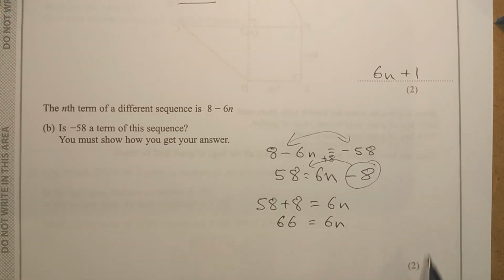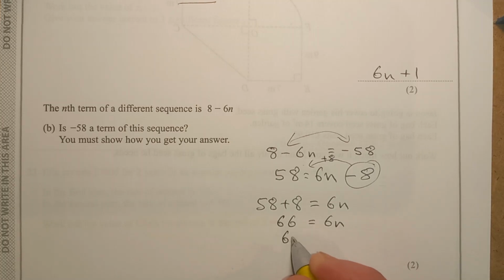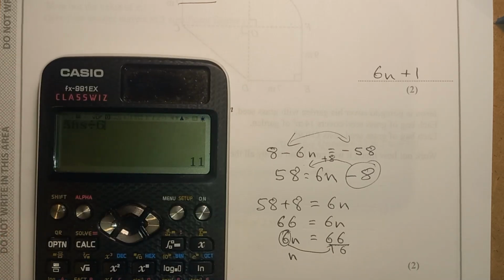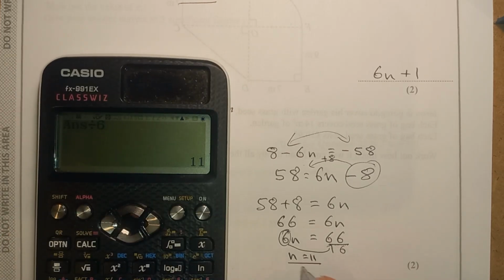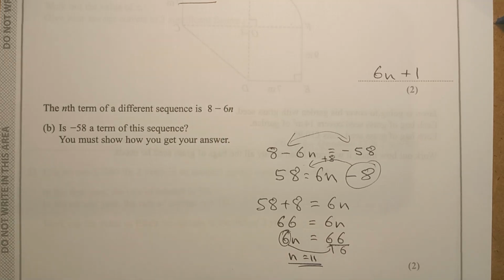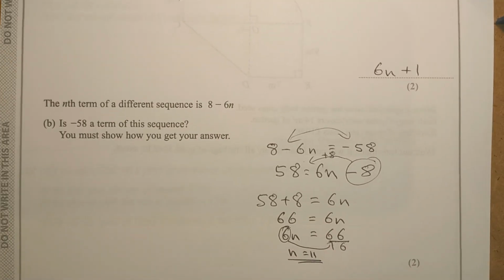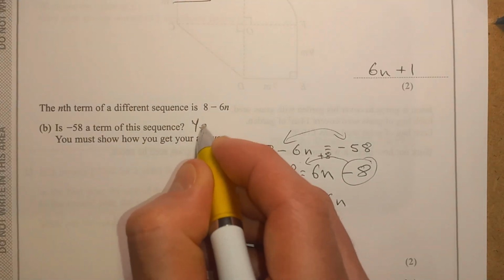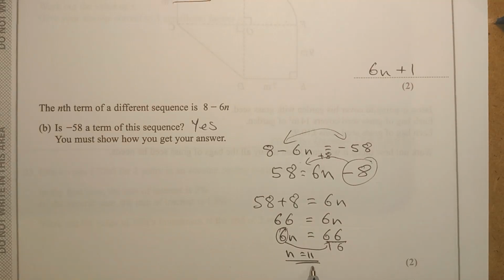Now, it might seem like I'm swapping these over lots of times, and I hope it's not confusing, but I'm going to get my n's on the other side, so I'm going to say 6n equals 66. I've just swapped places, because what I want to find out is what's just one n. So I divide by the 6. So 66 divided by 6, and we get n equals 11. Now, that's a whole number, so that's fine. So is minus 58 a term of the sequence? Yes, it is, because we've got a whole number here.